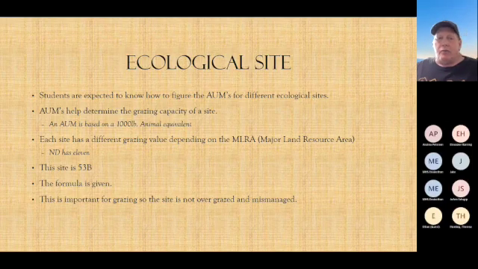As I said a few seconds ago, each site has a different grazing value depending on the MLRA, which is a major land resource area. In Stutsman County, we have two MLRAs that run through. We have 53B and 55A, and the grazing values change from that MLRA. North Dakota has 11 of them. So when we're out there, the ecological sites in those MLRAs also carry different grazing values.